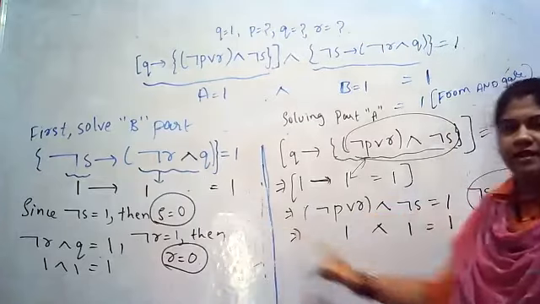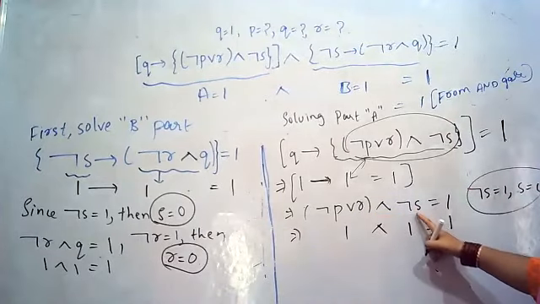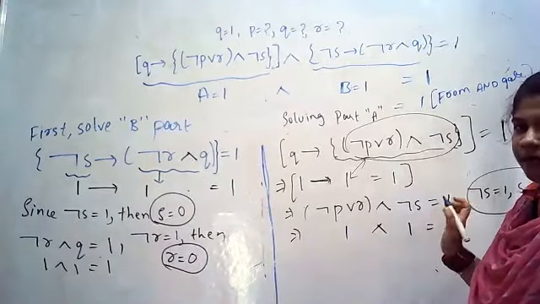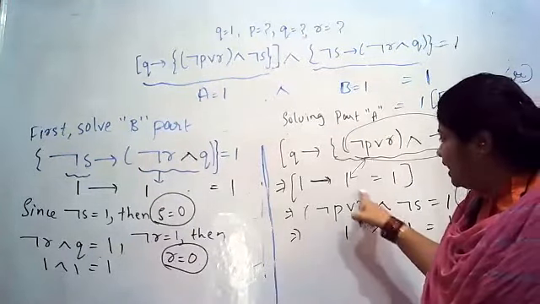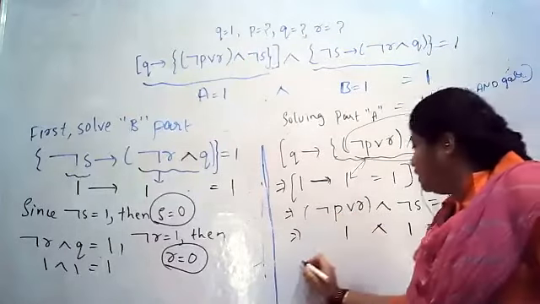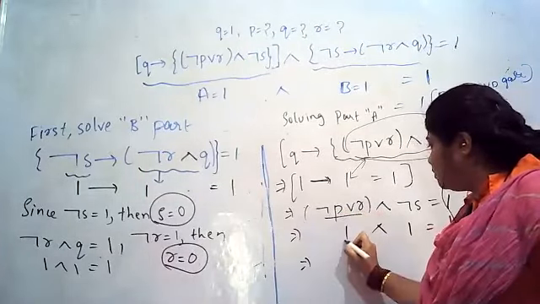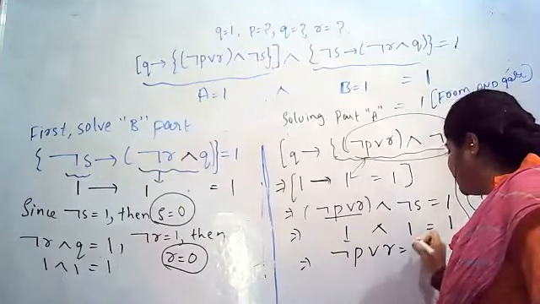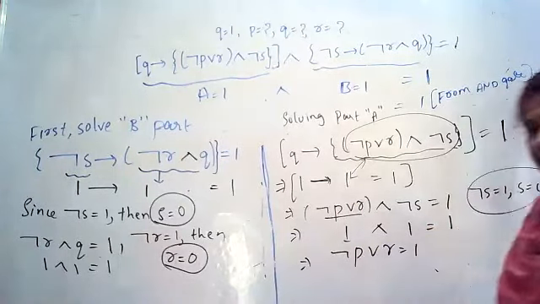Again see here, negation S is equal to 1, so S is equal to 0. If negation S is equal to 1, S is equal to 0. No doubt, this we already found out. We need to find out what? The main important thing, P. Now, this complete is equal to 1. So, negation P, disjunction R is equal to 1.